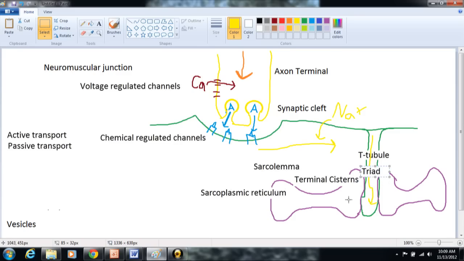Okay, within our sarcoplasmic reticulum, we have our friend calcium. Lots of it. When the signal is transported along the sarcolemma into the T-tubule, you have voltage-regulated channels that cause the release of calcium.